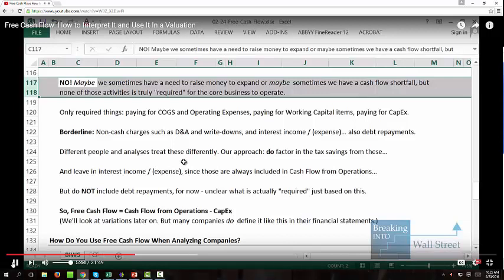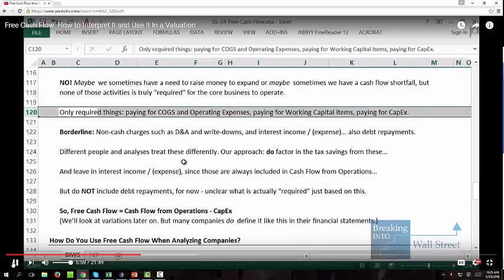We have them because we can say, okay, well, we have extra cash, let's pay dividends, or let's pay back debt, or maybe if we need more cash, or if we want to raise more cash, we can say, let's raise equity, or let's raise debt, but we don't really need to do it. The only things that are really required to run most businesses are paying for cost of goods sold and operating expenses, and paying for working capital type items, and also paying for required capital expenditures.